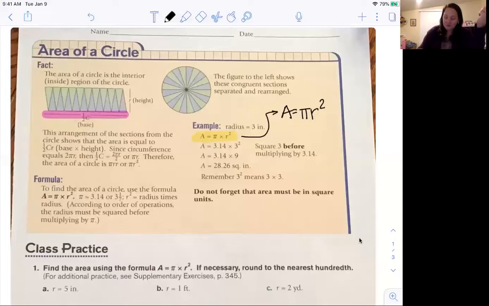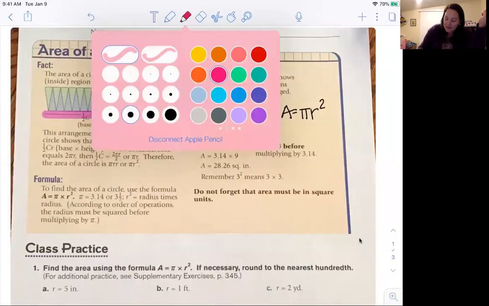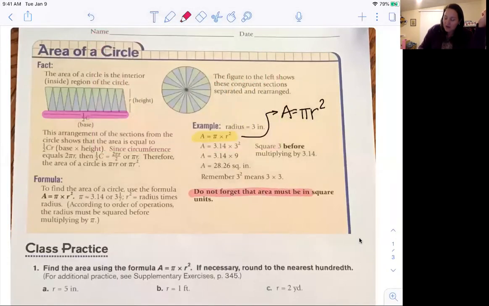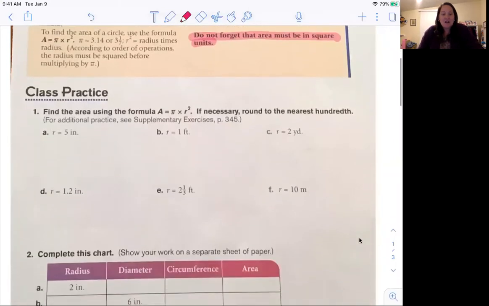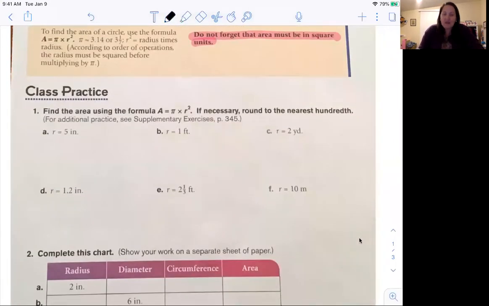Now, remember, right here at the bottom, it says, do not forget that area must be in square units. So if we have feet, it's feet squared. If we have inches, it's inches squared or square inches. Let's look at our class practice. It says, find the area using the formula A equals pi r squared. If necessary, round to the nearest hundredth.